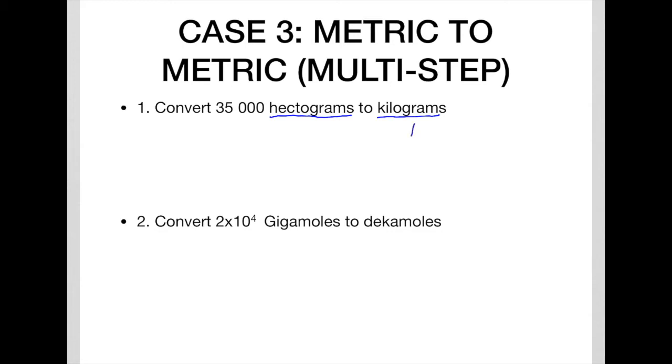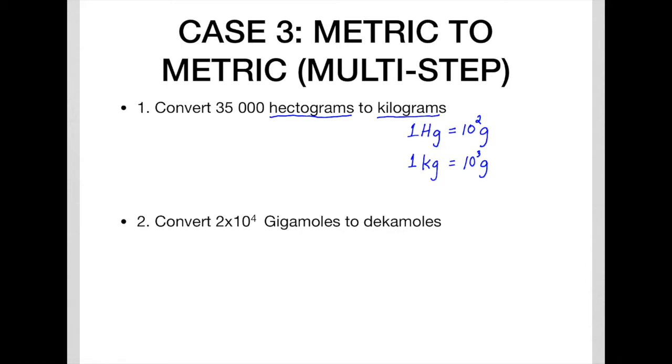We have 1 hectogram equals 10 raised to 2 grams. So our base unit now is grams. Another thing, we have 1 kilogram equals 10 raised to 3 grams. And now we are ready to convert it.